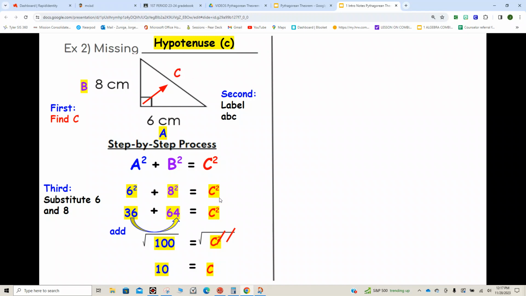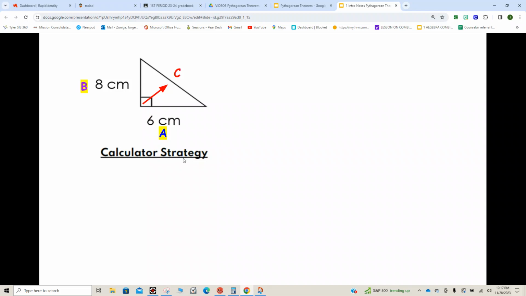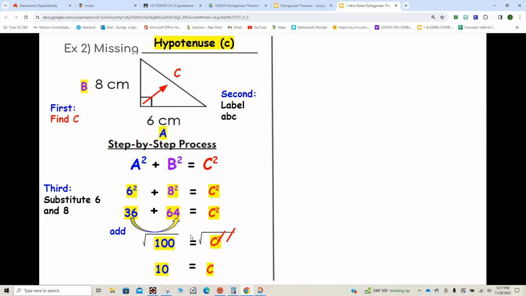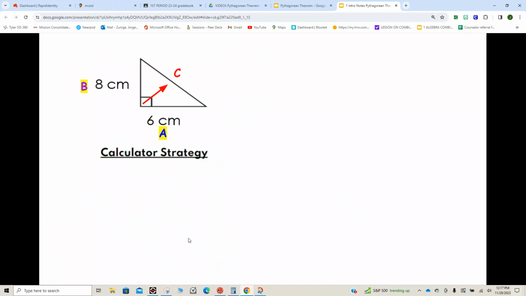All right. We're going to move on over to the calculator strategy. So under this right here, it says calculator strategy, right? I want you guys to write the formula. And if you notice back here, the last step that we did was the square root. So after you write the formula, we're going to start with the last step. We're going to start with the square root.